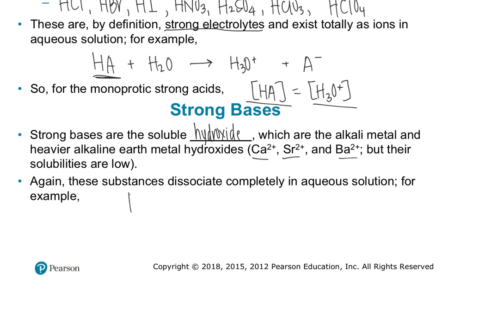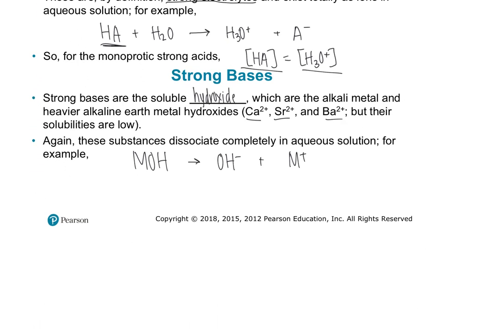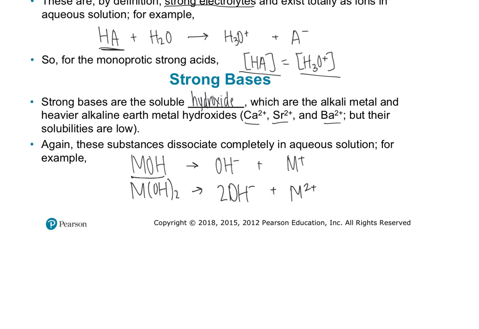So if it was an alkali metal, the metal hydroxide completely goes into hydroxide plus the metal ion. If I have an alkaline earth metal, I'll have 2 hydroxides attached, dissociating into 2 hydroxides and the metal ion. So if you know the concentration of your metal hydroxide, you know the concentration of hydroxide. Keep in mind, if it is an alkaline earth metal, you'll need to double it to find the concentration of hydroxide, since it's going to dissociate into 2.